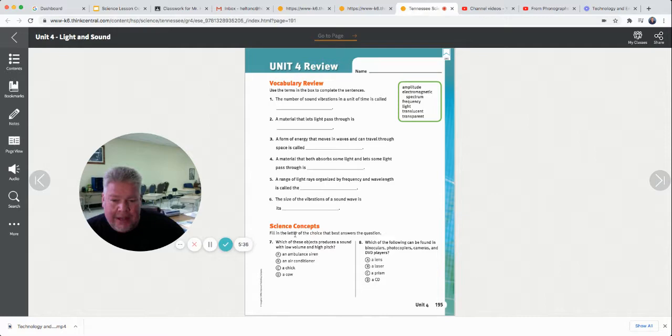Number 7 and 8, we're filling in the circle that best answers the question. So you can just fill these in. Number 7, which of these objects produces a sound with low volume and high pitch? What does it sound like? Does it sound like an ambulance siren? No, they're not low volume. They'll hurt your ears when they go by. They're loud. An air conditioner? No, it kind of hums. It's kind of a low pitch, low volume. A chick? Yeah, that's what it is. It's letter C. Chicks go beep, beep, beep. They have a low volume and a high pitch. A cow goes moo. It's got a low pitch. So 7 is C, a chick.